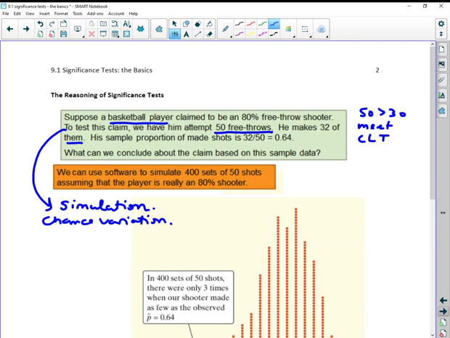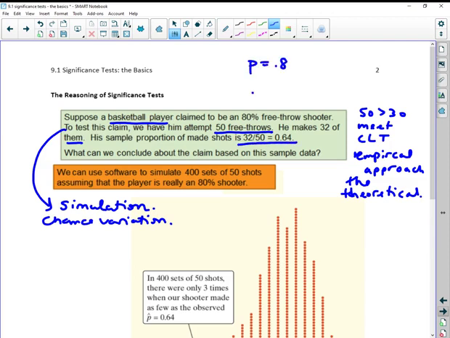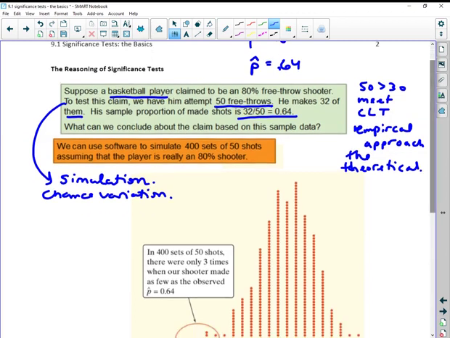That's good, because I think my empirical probability is going to approach the theoretical or classical. So him going out there and doing that, I think this will give me a good estimate of what he shoots. He goes out and he shoots 0.64. He said he was a 0.8, but when he went out there, he got 0.64.